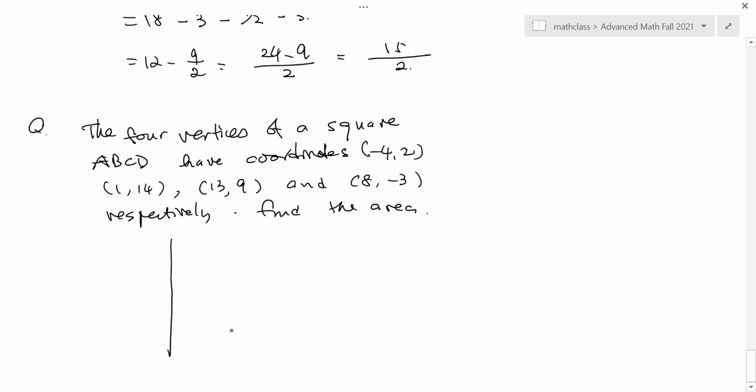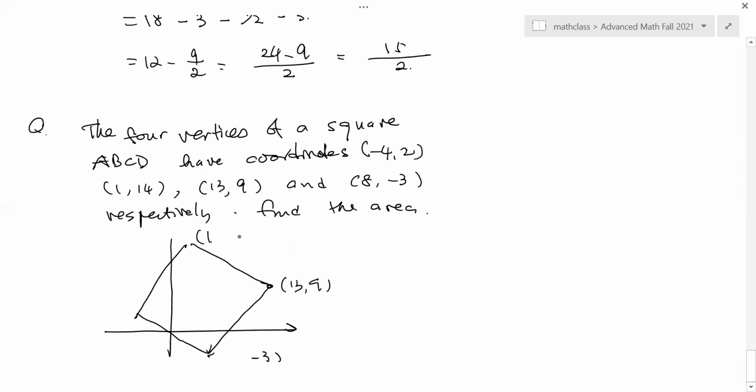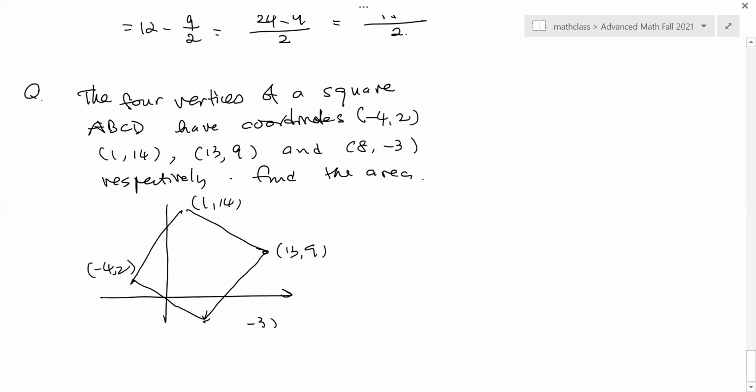So we have to draw the picture first. So here's the first point, 8 and negative 3. Second point, 13 and 9. And then 1 and 14. And here, negative 4 and 2. So this is a square. And from here, I don't need to verify it's a square unless they made mistakes when they made the problem.